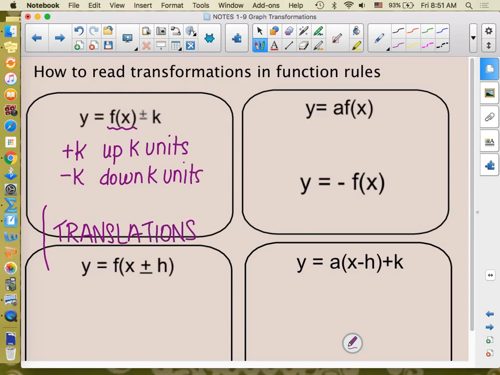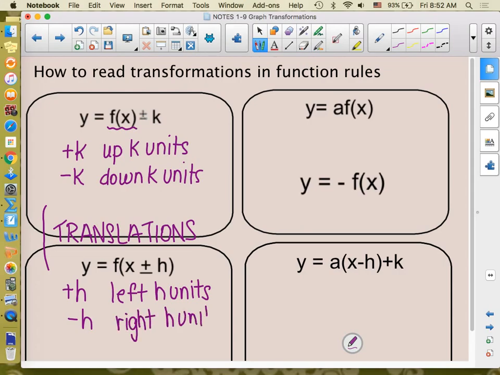So if we have the plus or minus inside, a plus h inside the parent function slid our graph left h units. That's the only one that's opposite of what its sign appears to look like, because the function has actually got a subtract sign in it normally. So if it's a minus in there, it's going right h units, every single point on the graph.